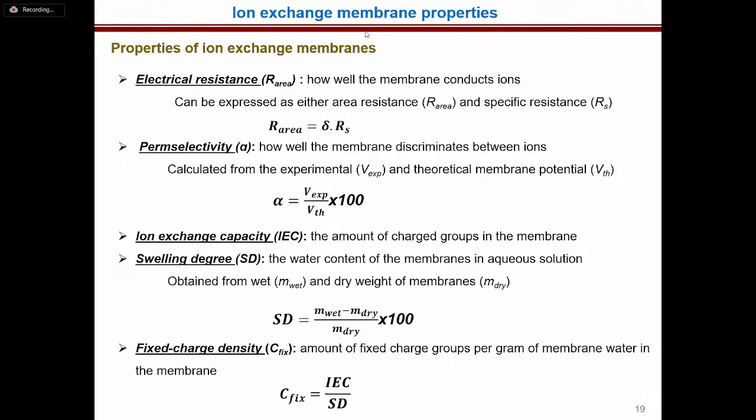And this permeability and the electrical resistance depend on the ion exchange capacity. What is the ion exchange capacity? The ion exchange capacity is how much functional group is present in the membrane. Previously we said the functional group, which is positive or negative, allows you to control the ion transport. How much functional group is inside the membrane is what you call the ion exchange capacity.